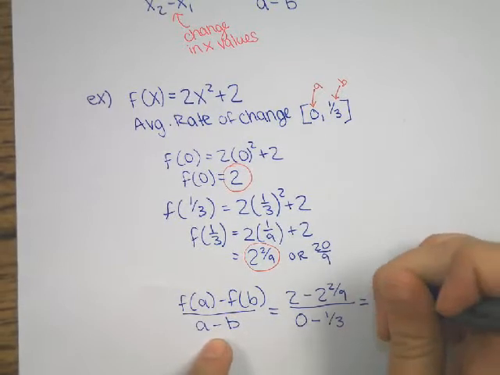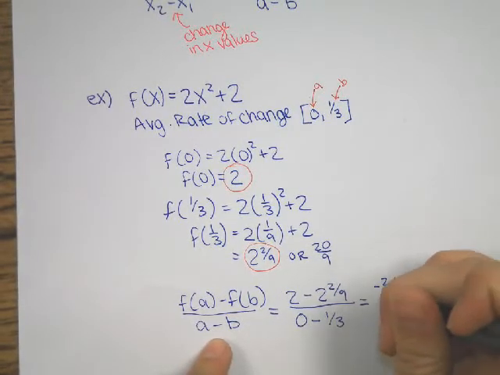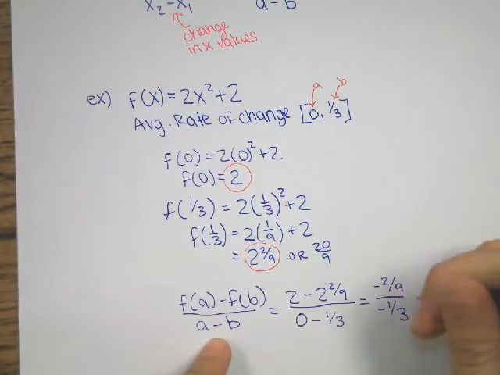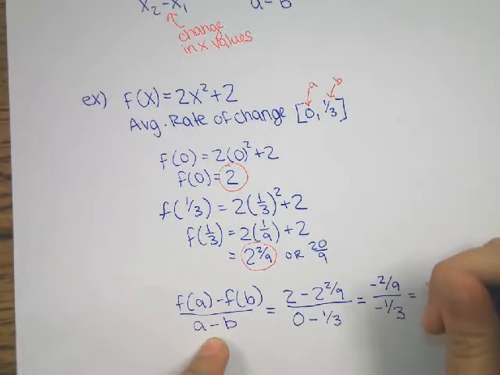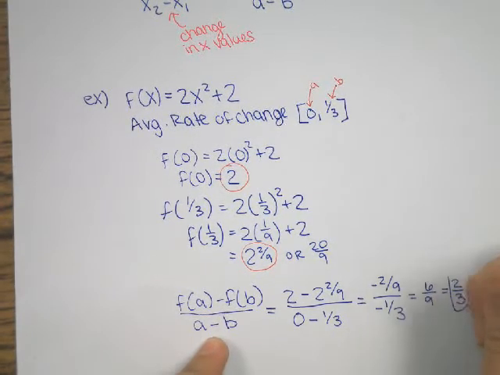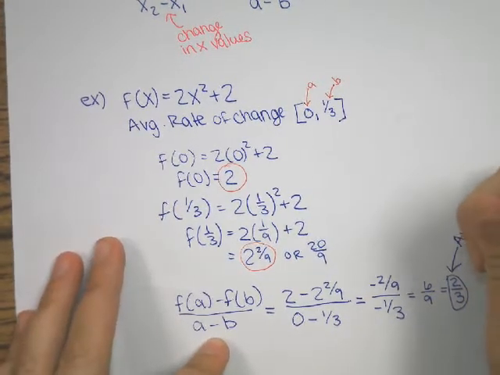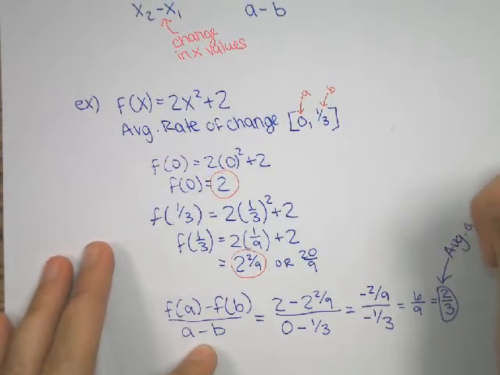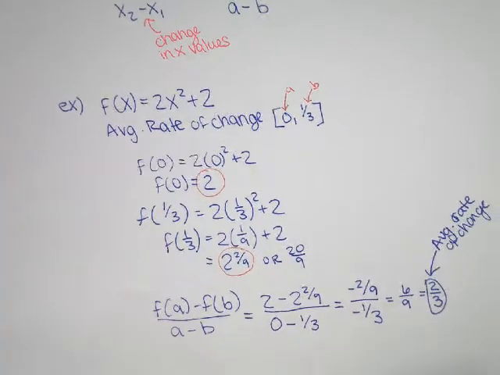So 2 minus 2 2/9 is a negative 2/9. This would be a negative 1/3. They're both negative, so that'll be positive. We simplify that. We get 6 over 9, which is 2/3. This is the average rate of change, or you could think about it as the slope, between 0 and 1/3 for that function.